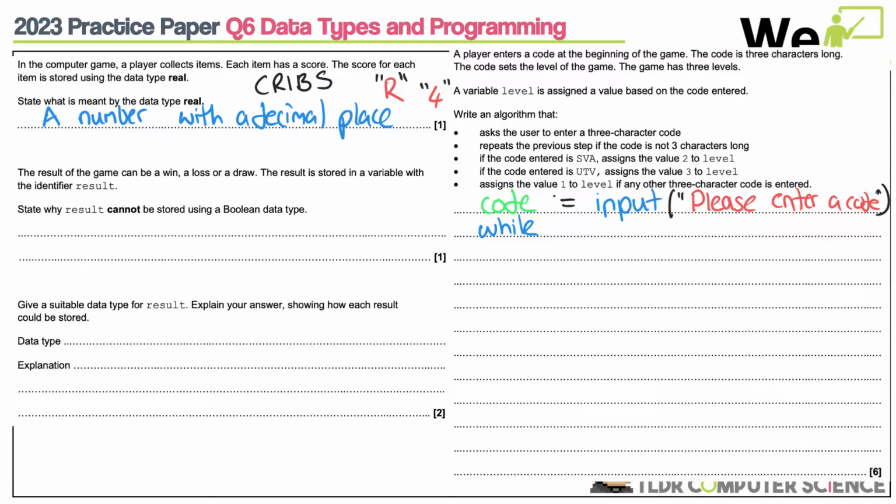So how do I find the length of a code? While len, and then in brackets, code. What about it? While it's what? Not equal to what? 3. If it's not equal to 3, then that will return true, and therefore it will keep going around.